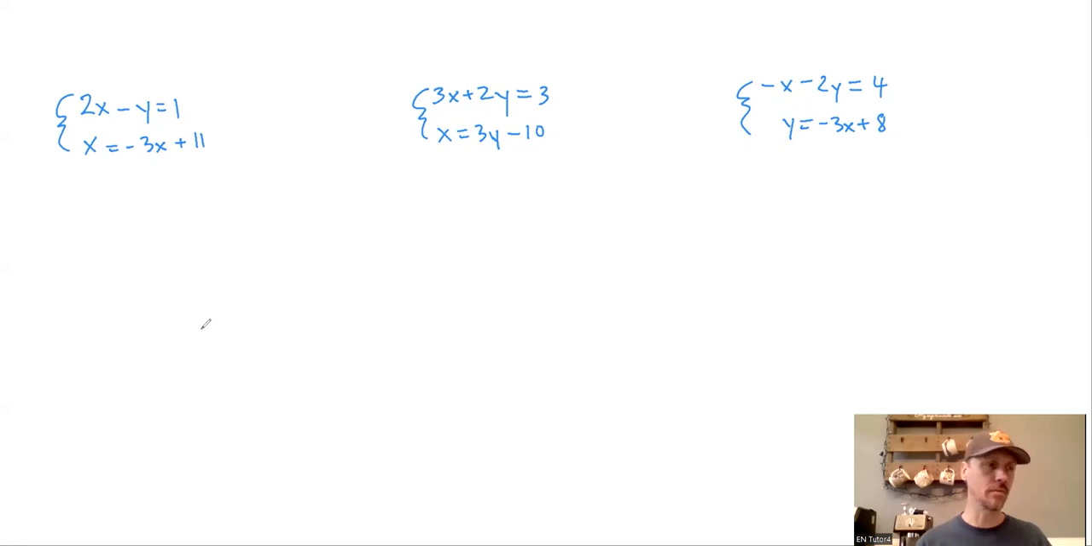So the way that we're solving these two linear equations here is that we're going to use the substitution method. There's another method, the elimination method, that we'll review in a future lesson. But for now, we're going to substitute.